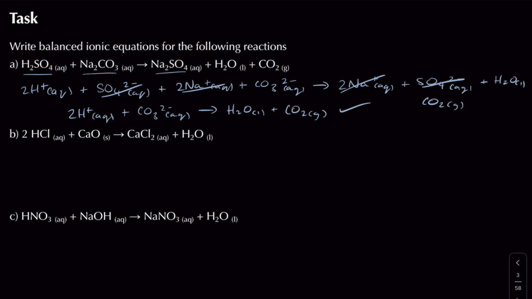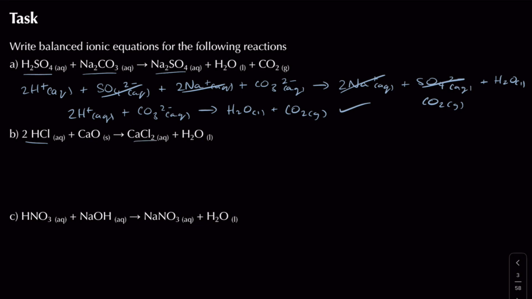Now, looking at this, of course, we know it's going to balance. We can't actually end up with anything simpler than that. So we know, of course, this is our simplest whole number ratio. Looking at the next one, similar type of thing. I've got 2 lots of HCl, and then I've also got, of course, calcium chloride. They're both going to be aqueous.